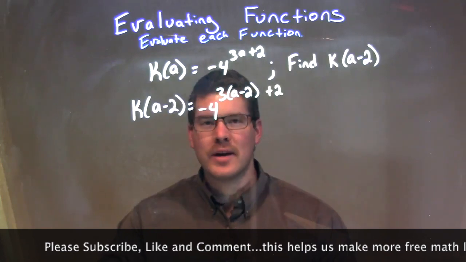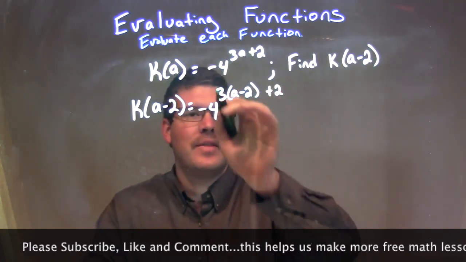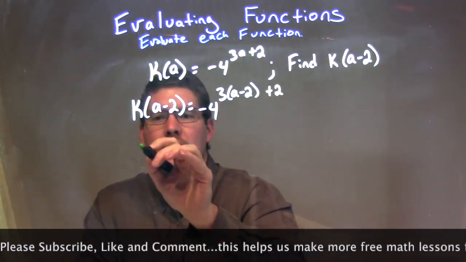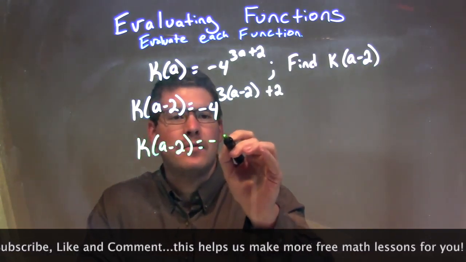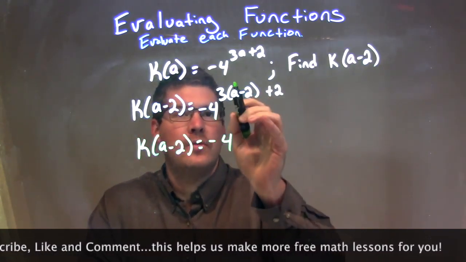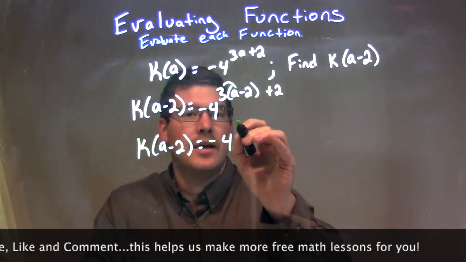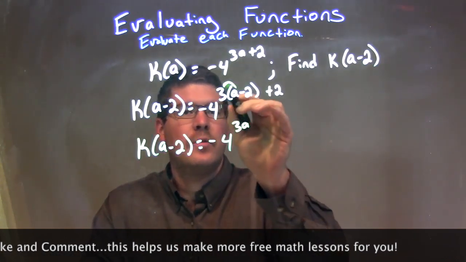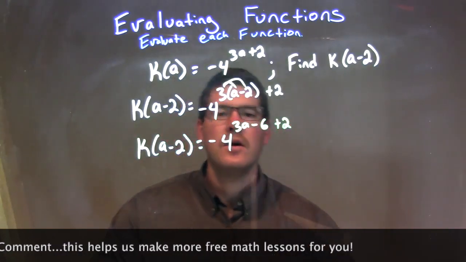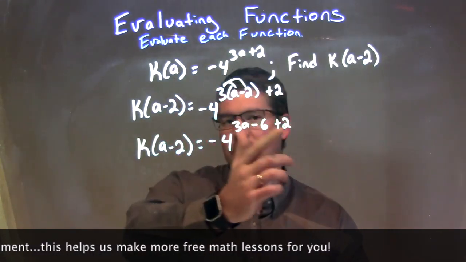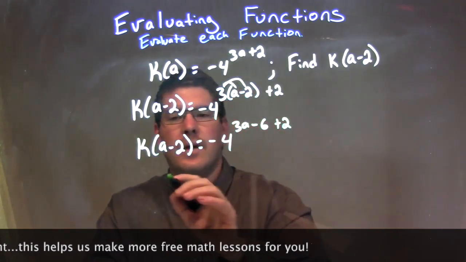So this one gets a little tricky, because really all that's happening is going to be in that exponent, right? So we have k now of a minus 2, so bring that down. We have minus 4 to the power, we need to distribute this 3. So 3 times a is 3a, and 3 times a minus 2 is a minus 6. And then we have a plus 2 over here. So now we need to simplify that exponent a little more, combine the negative 6 and the positive 2.